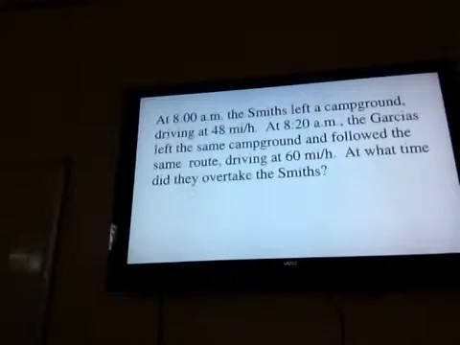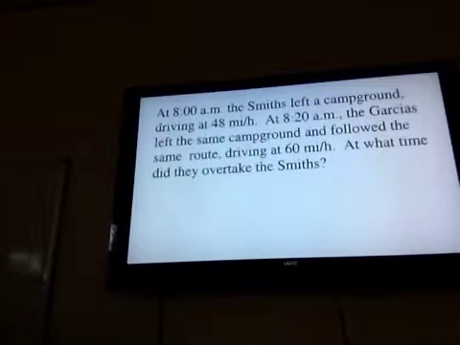All right, it says, at 8 a.m., the Smiths left a campground driving at 48 miles per hour. At 8:20, the Garcias left the same campground and followed the same route driving at 60 miles per hour. At what time did they overtake the Smiths?